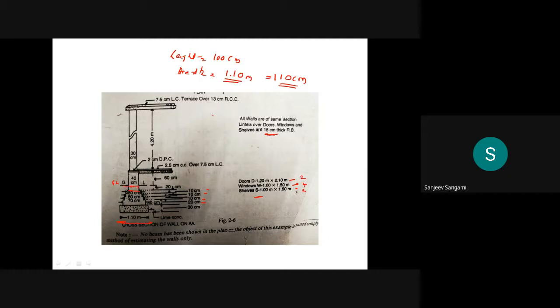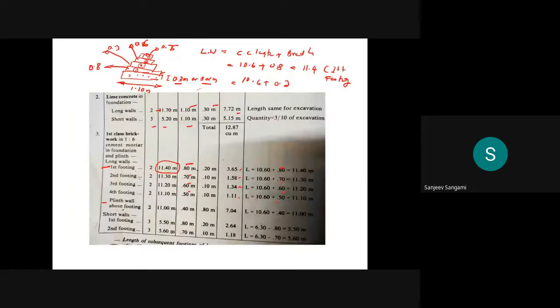This is the plinth wall above the last footing. So then how much will it be? That also he has calculated. So it is 11, because for the long walls it is 10.6 plus 0.4, because 0.4 itself is the breadth. Then how much will be the height of this wall?